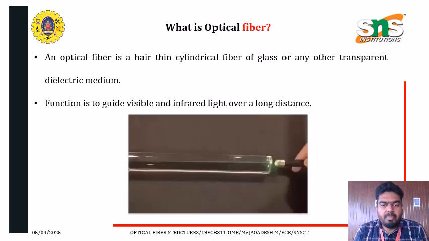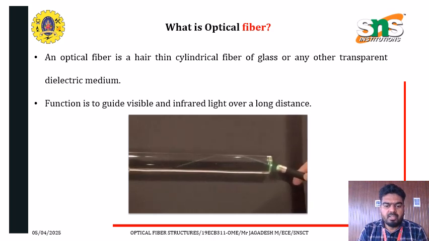Next, let us see what is optical fiber. Optical fiber is a very thin cylindrical fiber, like our human hair, of glass or any other transparent dielectric medium. The function of the optical fiber is that it is a waveguide. Waveguide means it will guide the signal, and here the signal means the light, visible light or infrared light, over long distance. So it will guide the light signal to the particular destination. You can see the image, where the laser is shone in front of the fiber, and it is traveling through this optical fiber.